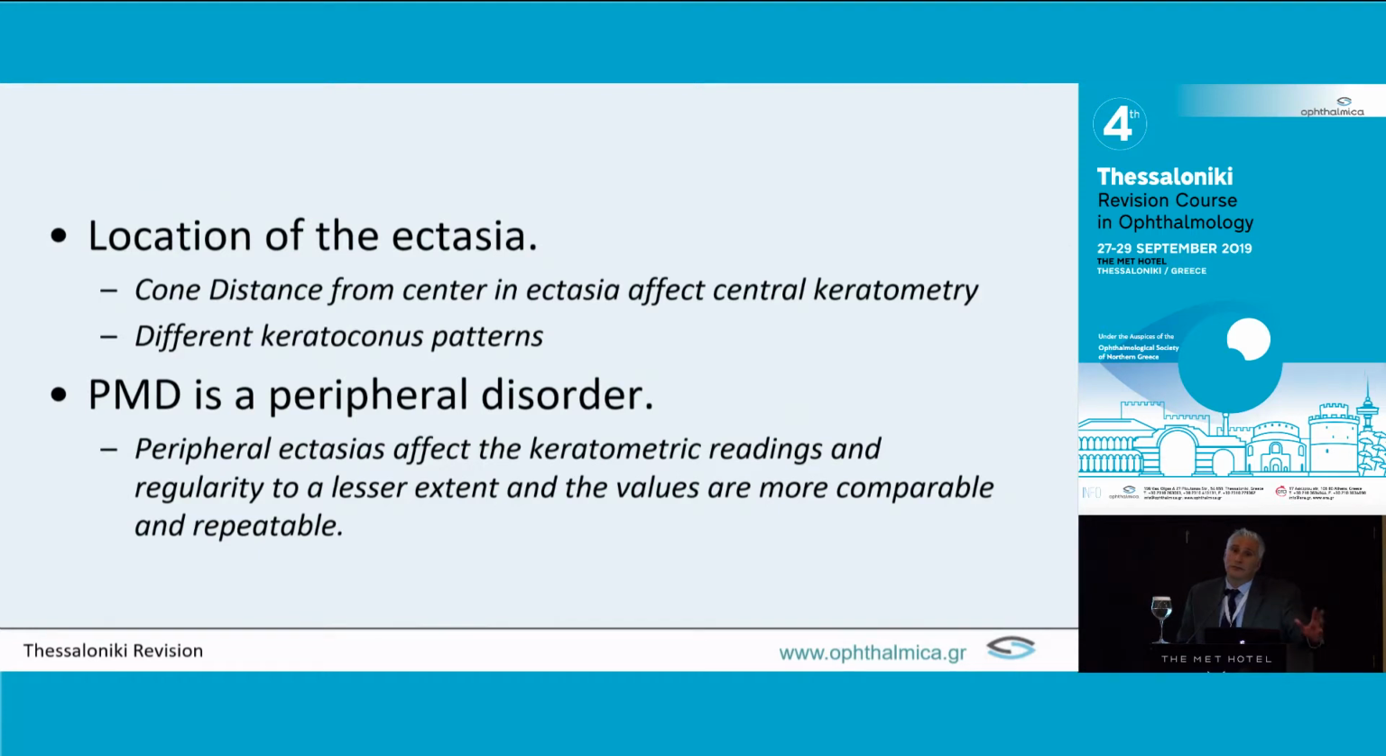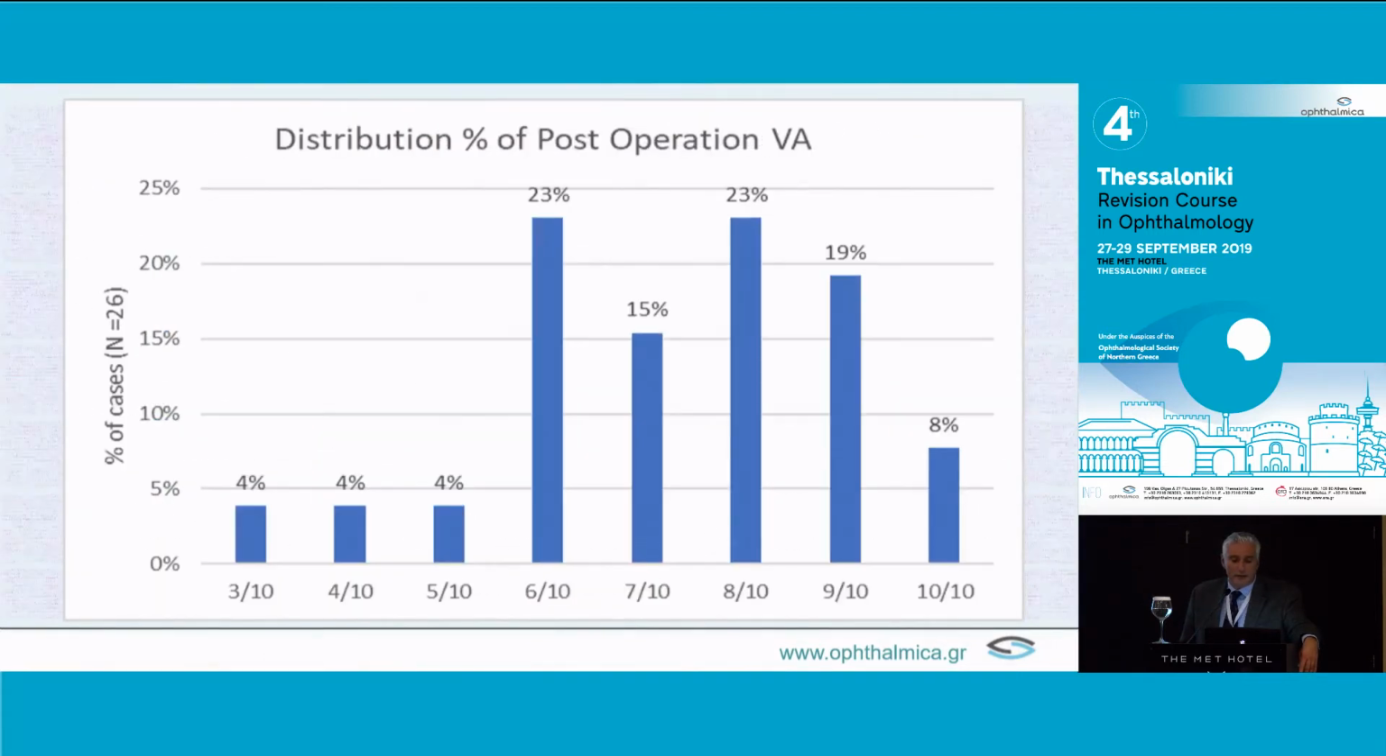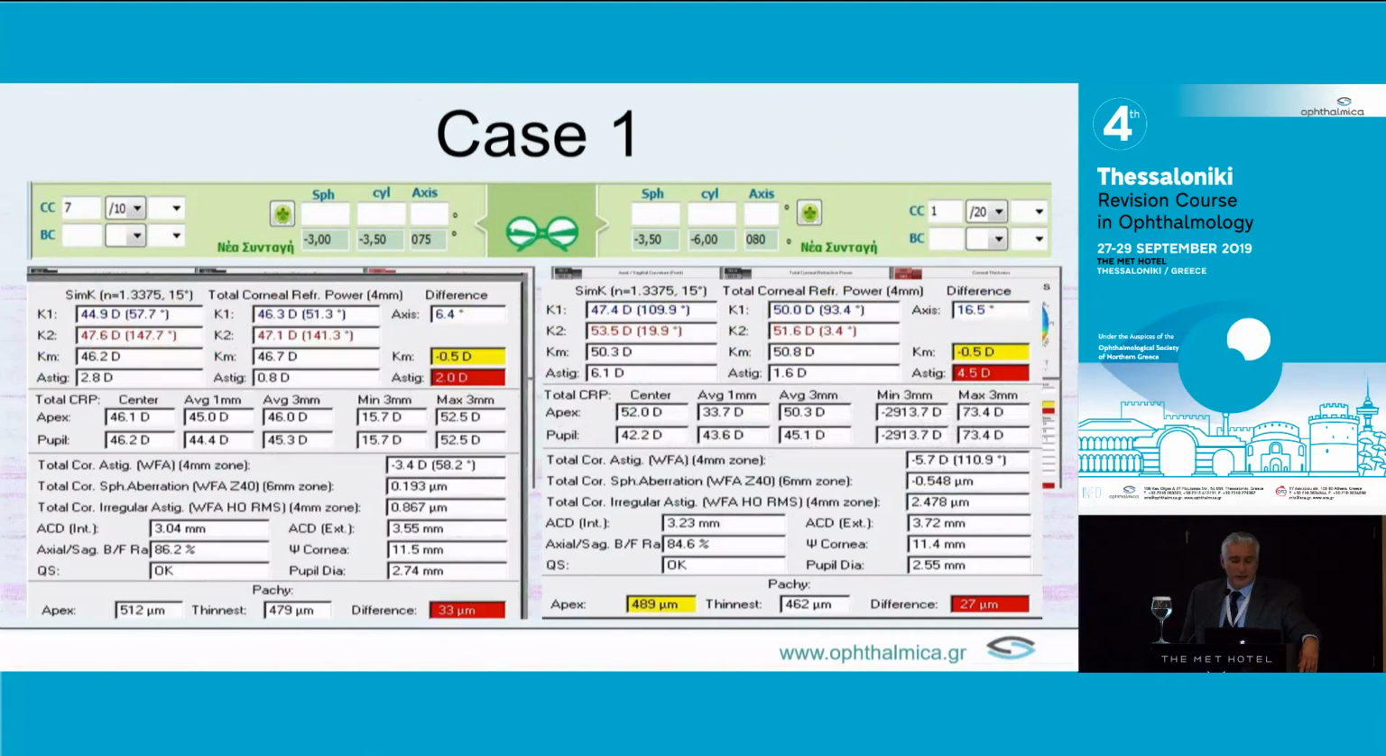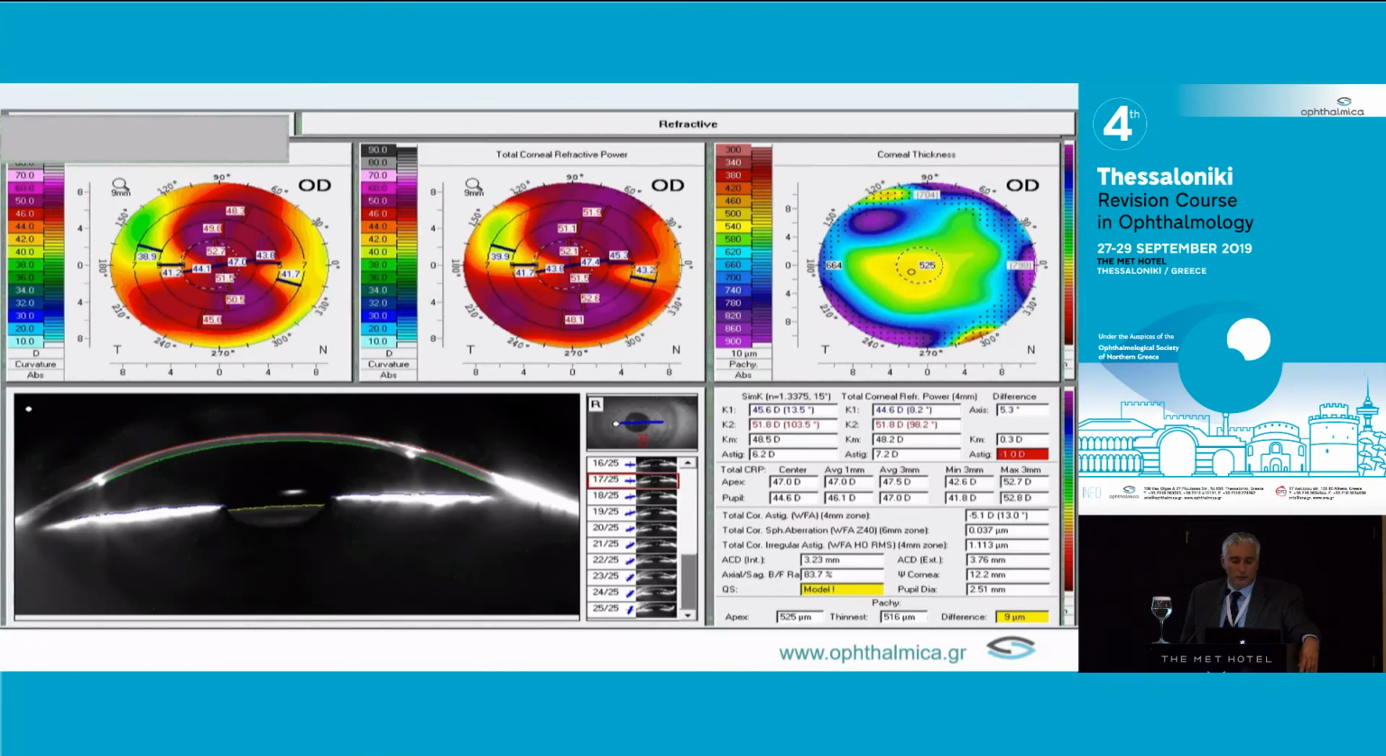What about toric IOLs again? Look at the location of the ectasia. If the location is central, I think you can safely use a toric IOL. If it's too paracentral or too eccentric, then I think it's going to end up in disaster. And pellucid marginal degeneration is a perfect example to use toric lenses for. And these are some of the results of our studies. I'm not going into them too much.